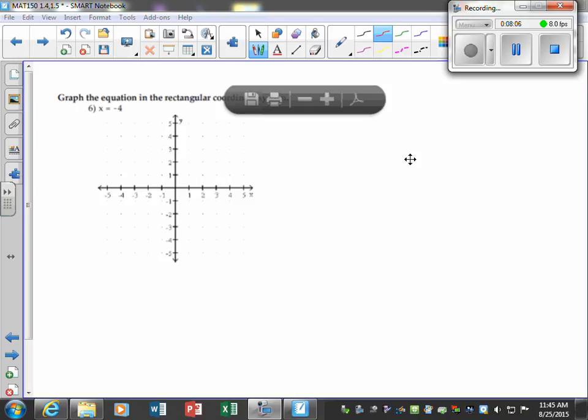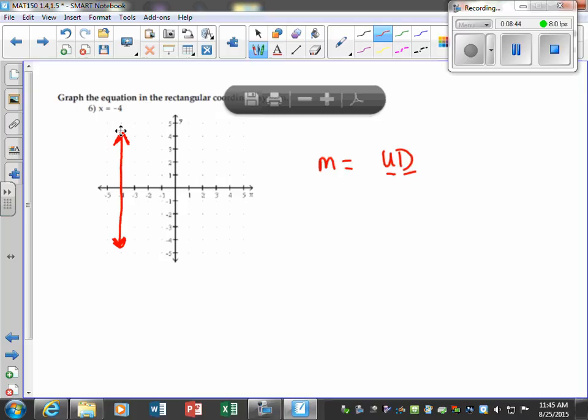All right, we have a special case. We have an equation of just x equals negative 4. There is no other variable here, so it's a special case. It says everywhere x is negative 4. So what we would have here is this vertical line. Now, what is the slope of a vertical line? Undefined, and a good way to remember that is up, down, undefined. Slope, up, down, undefined. Okay?